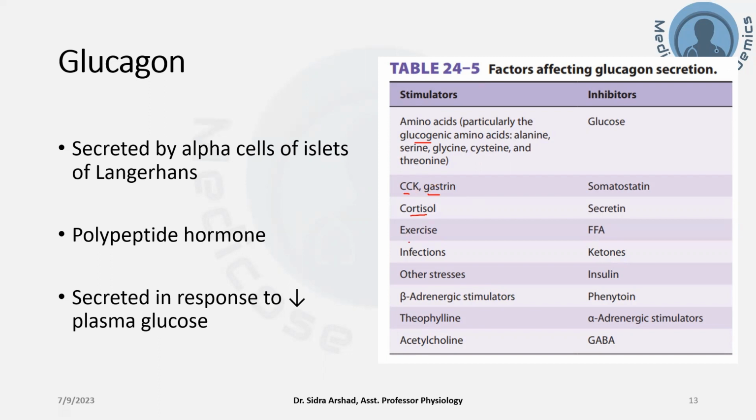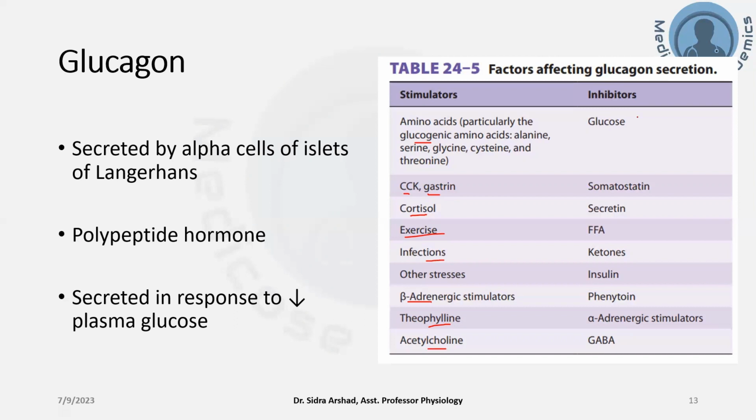Glucagon is released in large quantities whenever there is exercise going on. Skeletal muscles require more and more energy, so the glucagon is increased. Glucagon actually increases the blood glucose levels. In cases of infection and other stresses, glucagon is also one of the stress hormones. It is increased by the beta adrenergic stimulation of the cells themselves. Then there are certain drugs, for example, theophylline, which causes increase of glucagon, and acetylcholine also increases the release of glucagon.